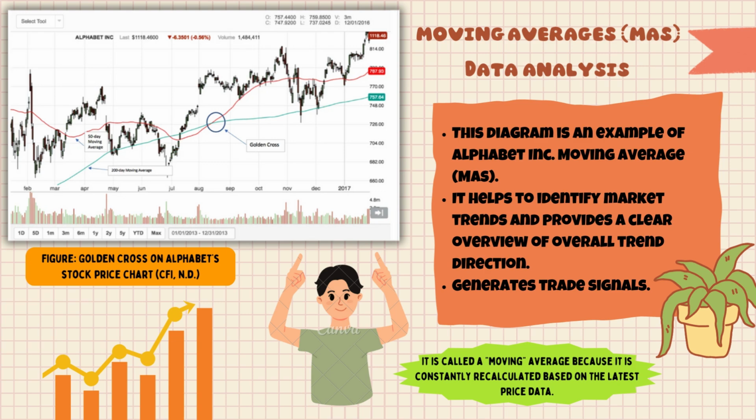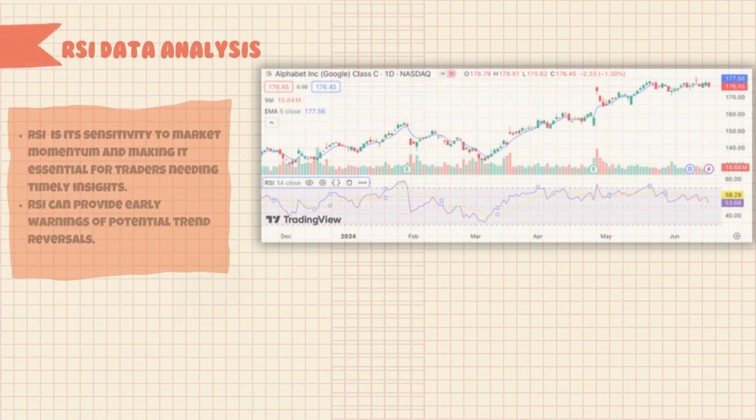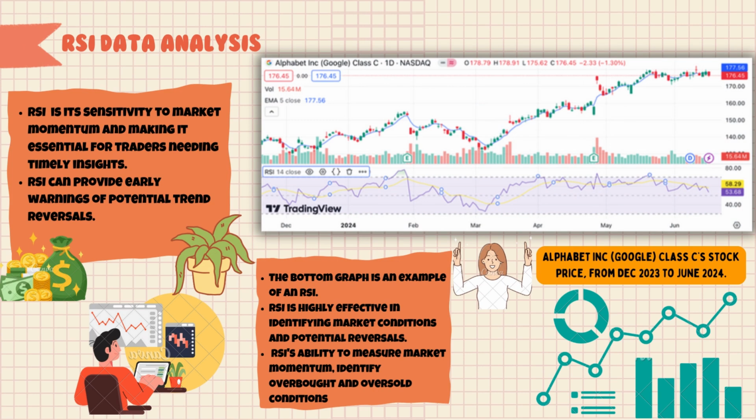So moving on, I'm going to be talking about RSI data analysis. So here is an example of RSI. Here is another, different graph. This graph shows Alphabet Incorporated's class stock price from December 2023 to June 2024. Here, as you can see, we will mainly focus on the graph that is below. The blue graph is the one that is mainly RSI.